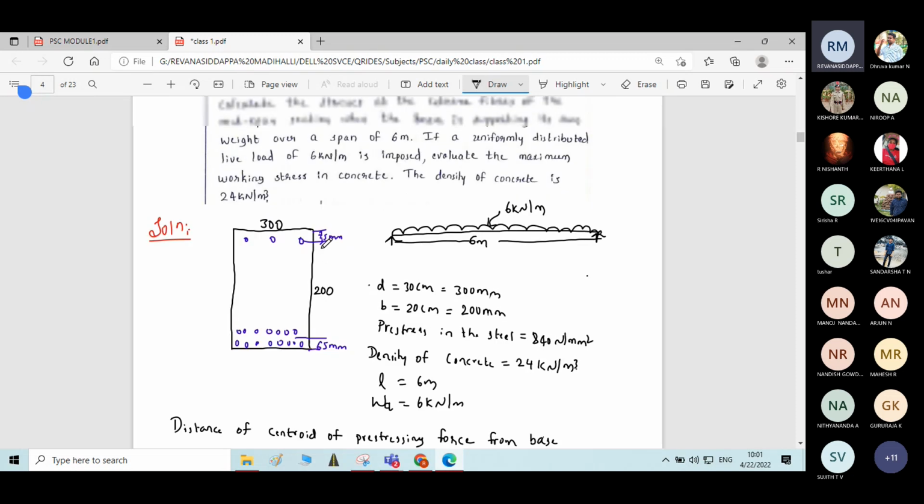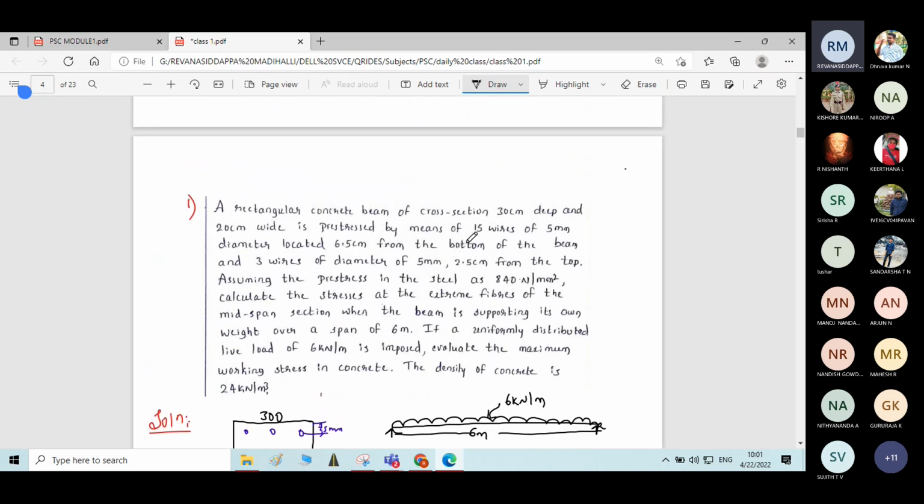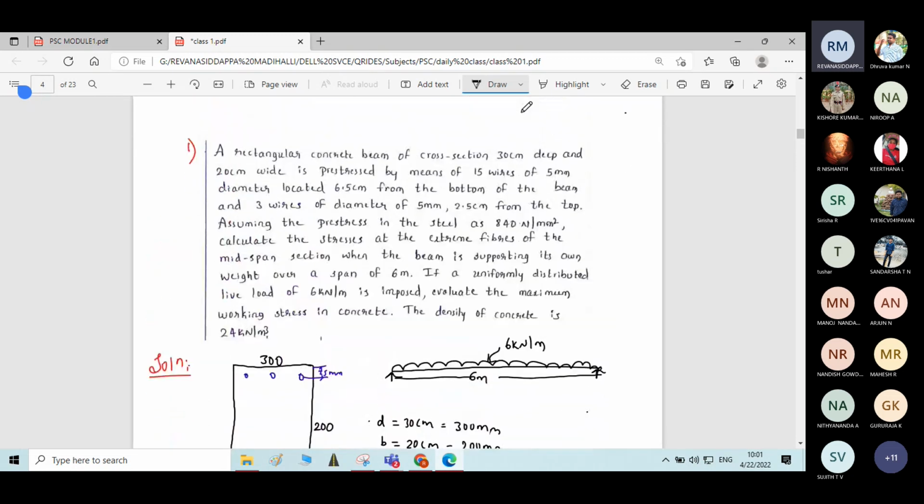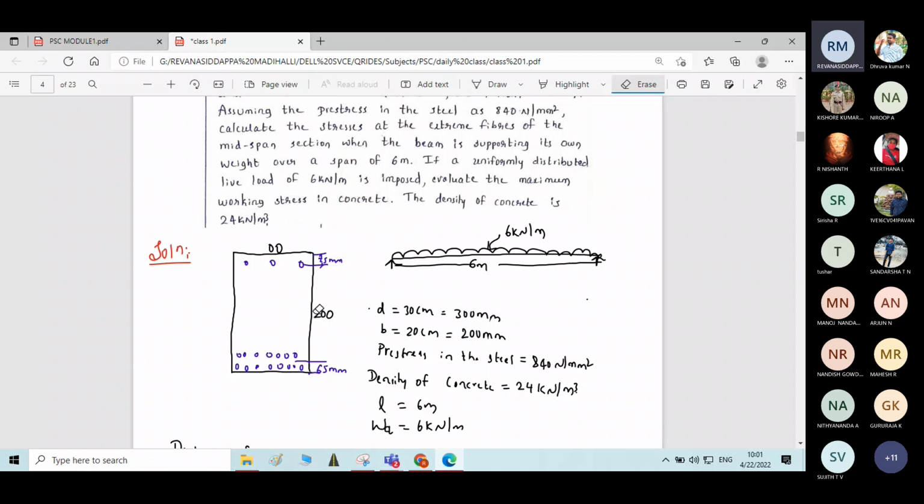I think the cross section dimensions are written the reverse way, correct? So I'll make the correction here. It is 300 deep and 200 wide. 30 centimeter deep and 20 centimeter wide. So this will be 200 and this will be 300 overall depth.